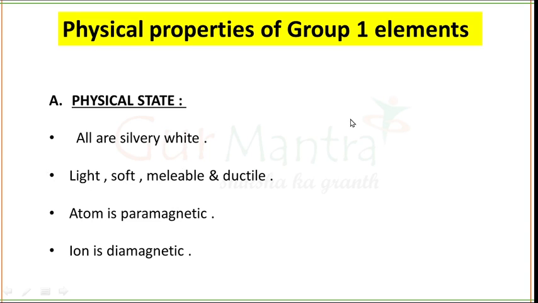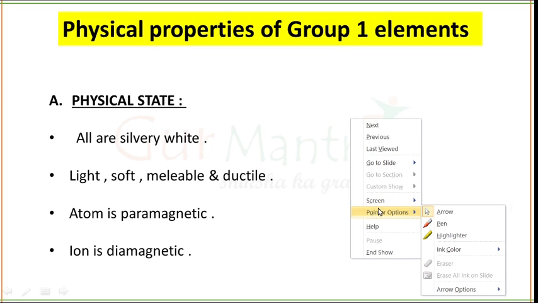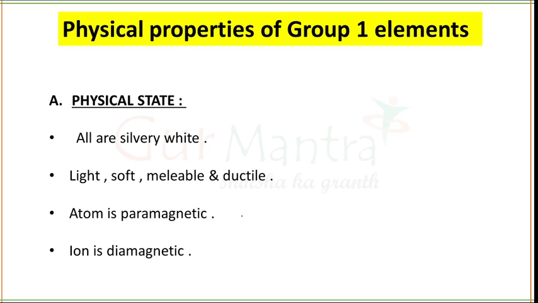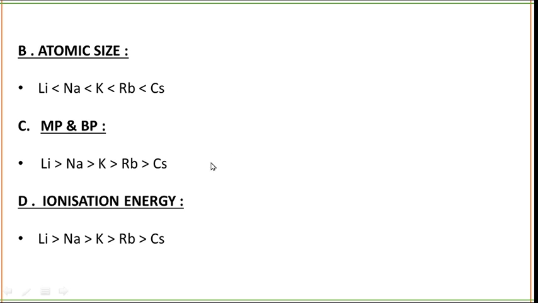The atom of group 1 elements is paramagnetic. You have to learn this point. The atom is paramagnetic, while the ion of group 1 elements is diamagnetic. Keep in your mind that group 1 element's atom is paramagnetic, while the ion of group 1 elements, that is sodium, potassium, lithium, cesium and rubidium, is diamagnetic.